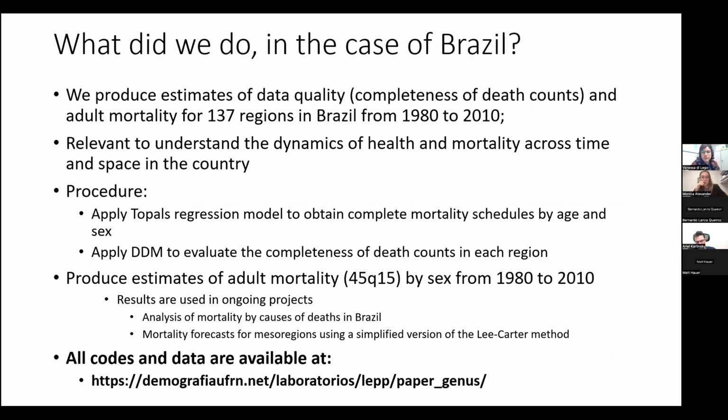And then in this work, we have estimates of data quality for 137 regions. It was quite helpful to see what was going on in the country over time and space and the measure of health. And the way we did it was to apply the Topals regression model. And then with that, we obtained a complete mortality schedule by age and sex. And then we applied DDM to evaluate data quality and finally to produce the estimates of adult mortality. For this project, our data and code are available at this link to replicate.